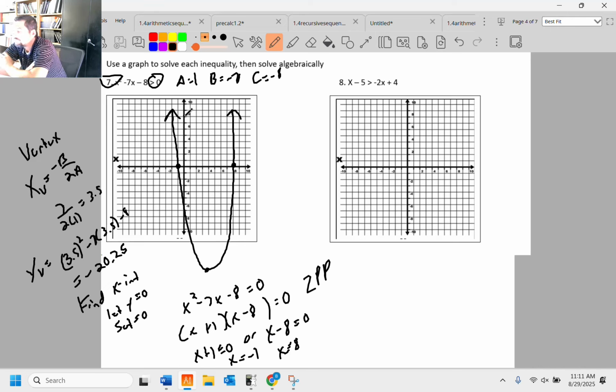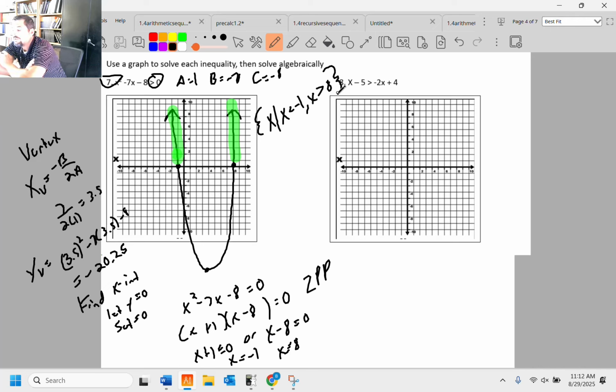Wonderful, huh? And graphs are legit the best way to do a quadratic inequality. Greater than 0 means above the x-axis. It doesn't have equality either. But you're above the x-axis if x is less than negative 1, because you're running left, and x is greater than 8. That's how it works.